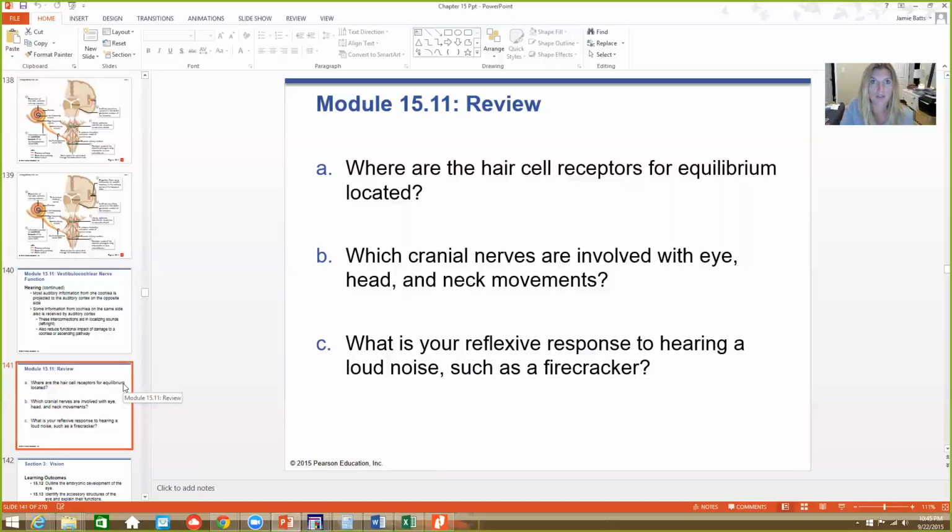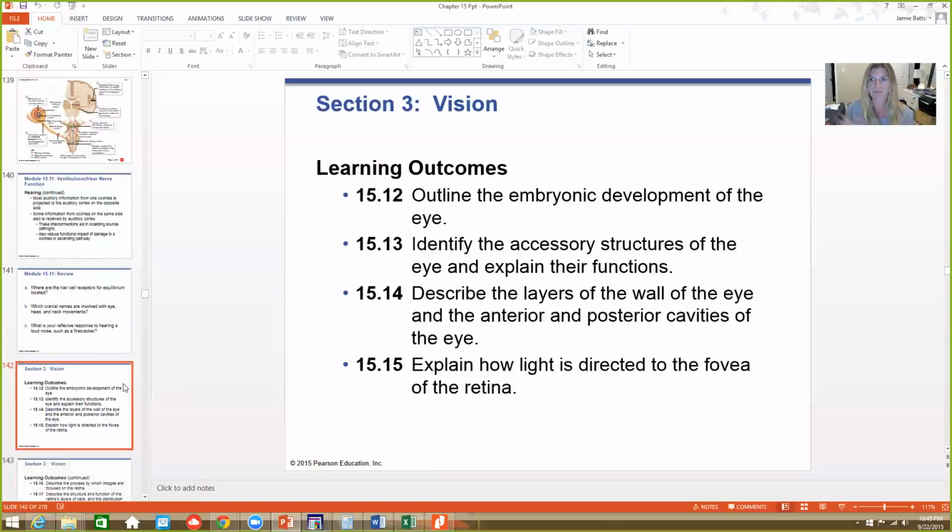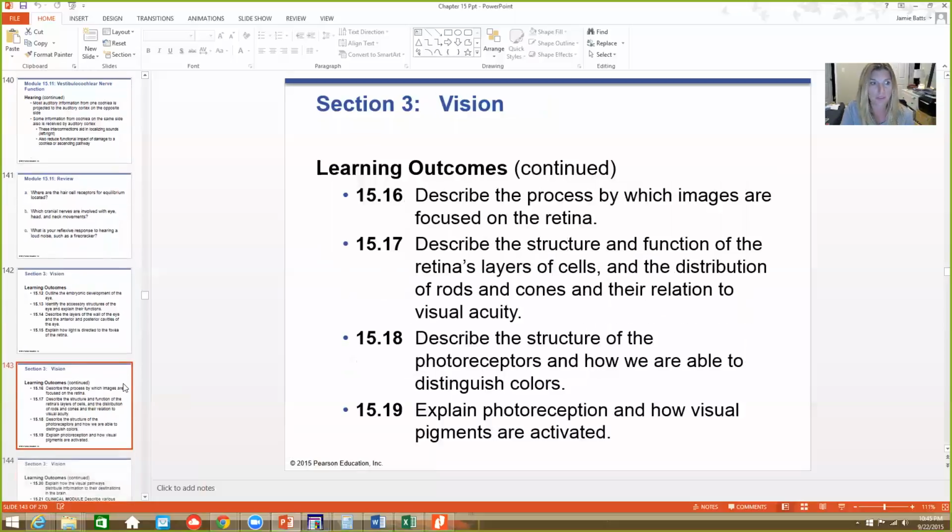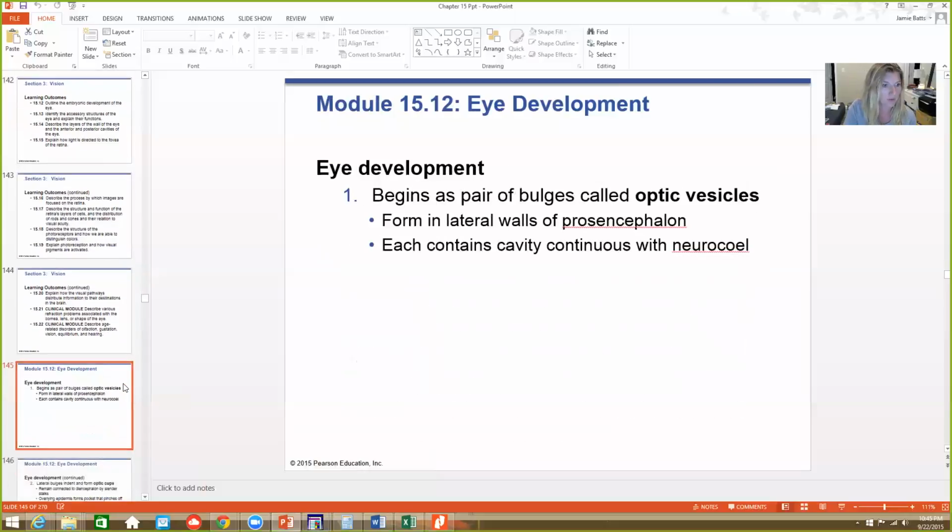So this is right where we left off in the last PowerPoint. And these objectives are already posted for you in your chapter folder or your weekly folder in Blackboard. So we'll skip through those. And let's talk about the process of eye development.